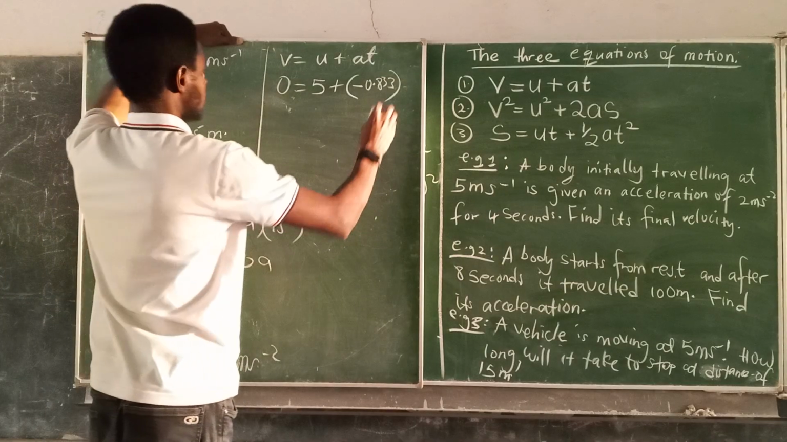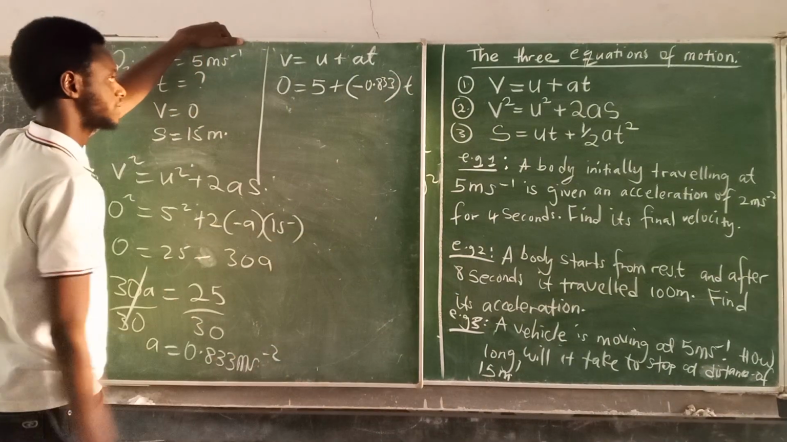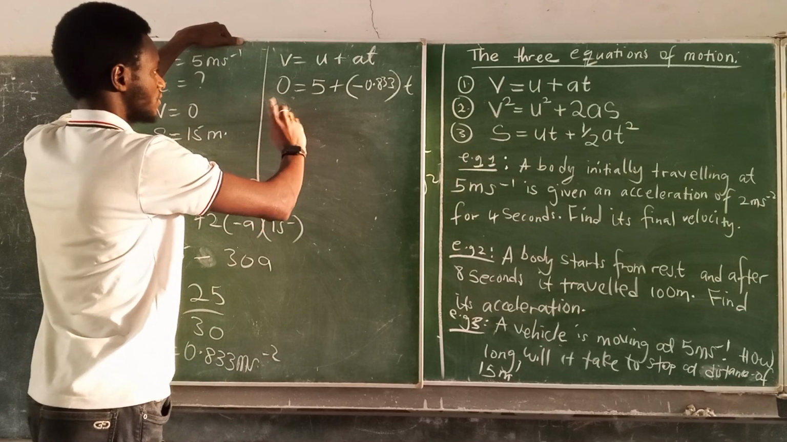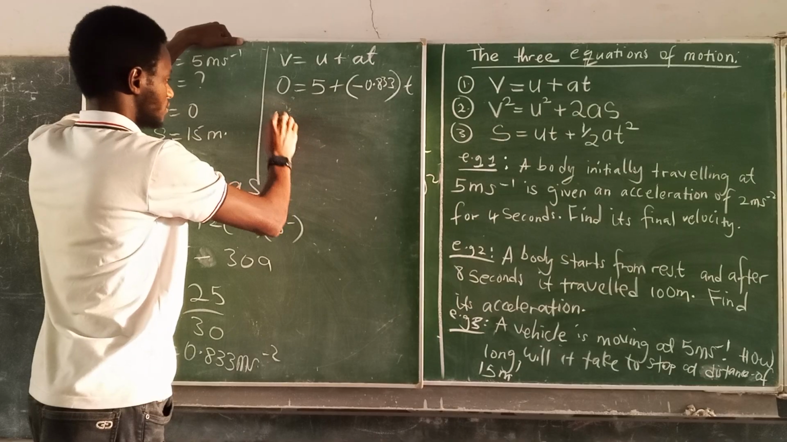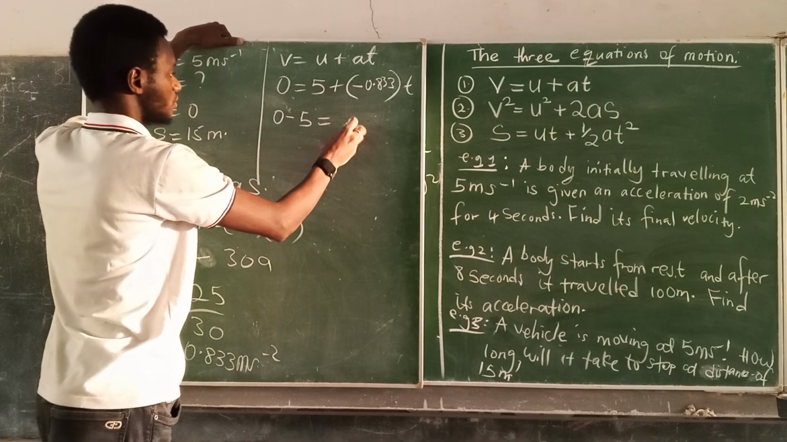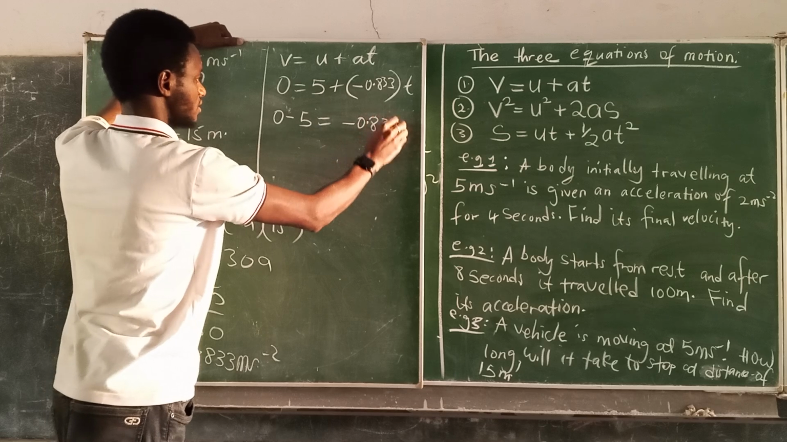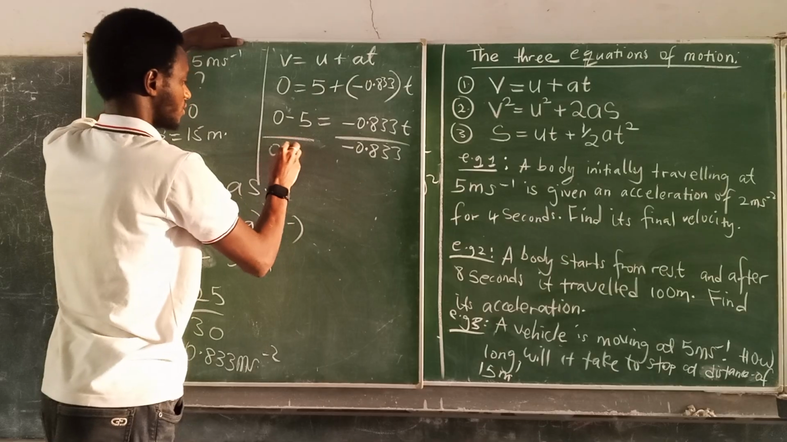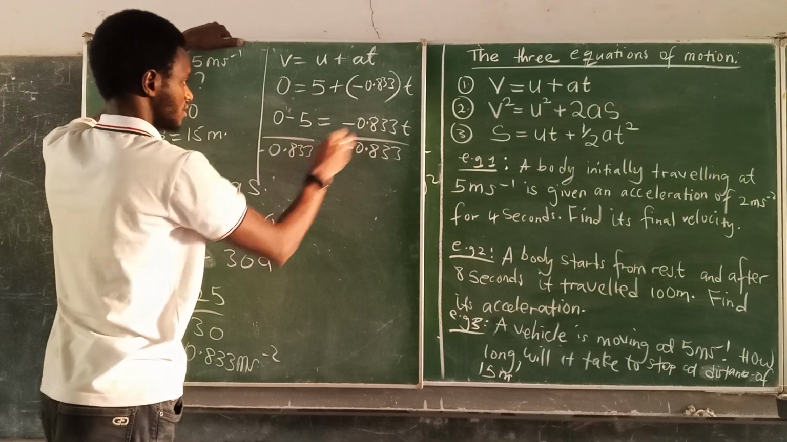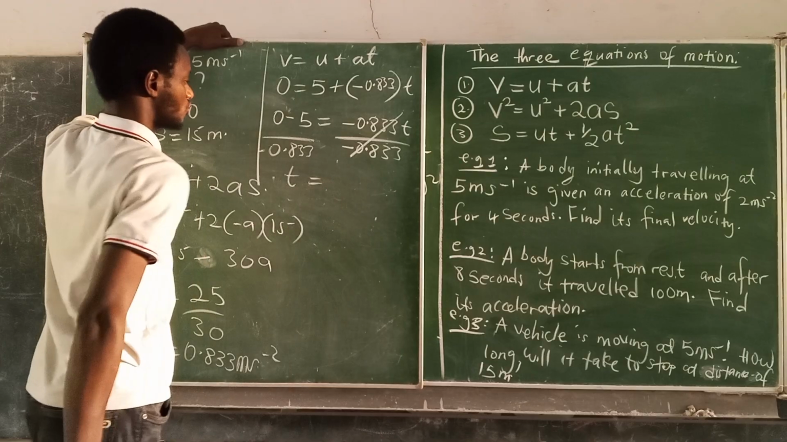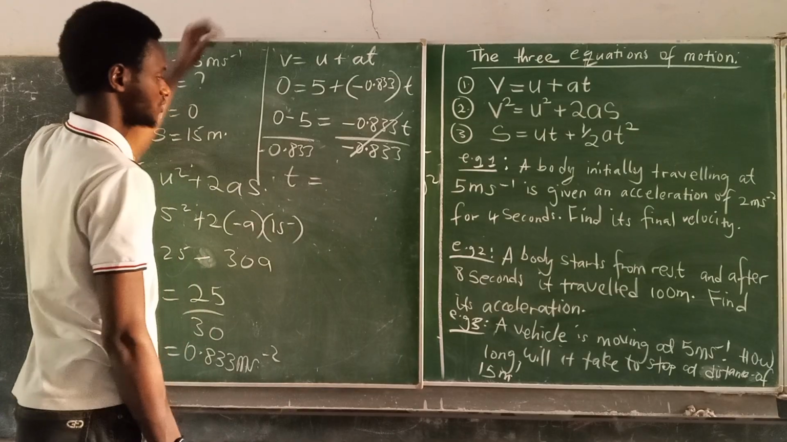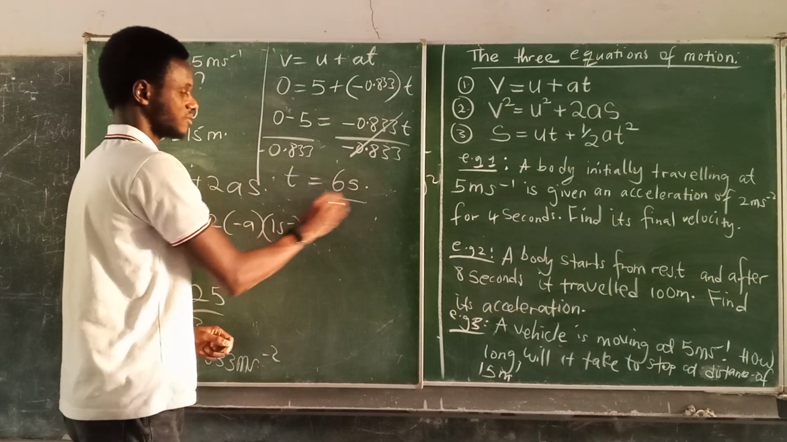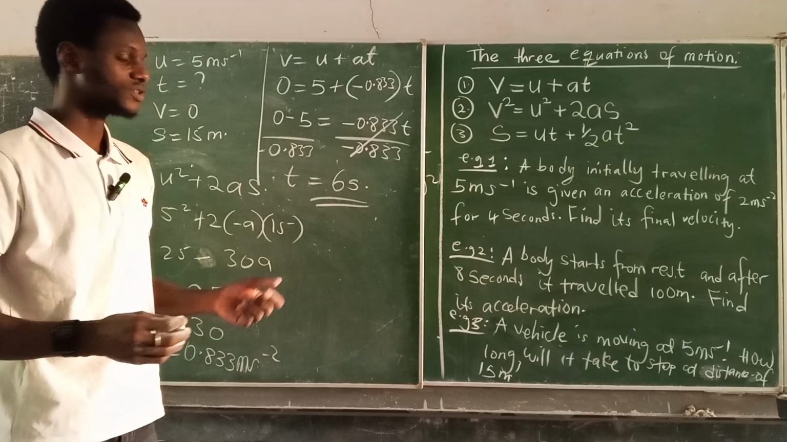The time is what we are finding, so we move the terms to the other side of the equation: 0 minus 5 is equal to minus 0.833t. Divide both sides by minus 0.833, so the time is minus 5 divided by minus 0.833. The negatives cancel, and our final answer is 6 seconds. That's the final answer for question number 3.